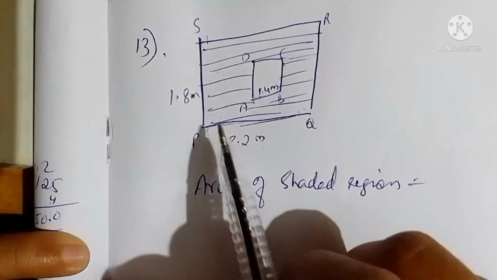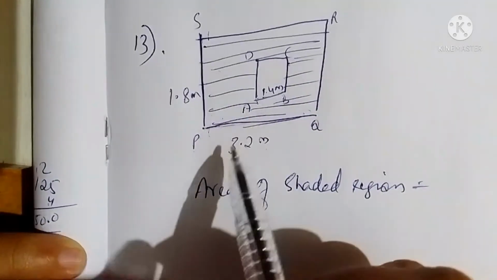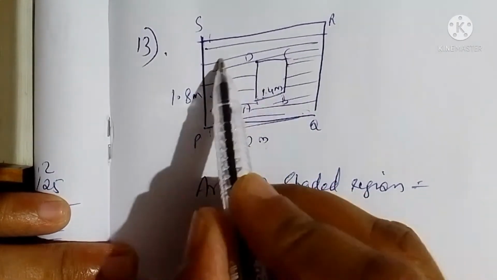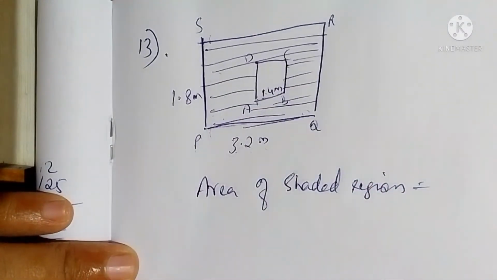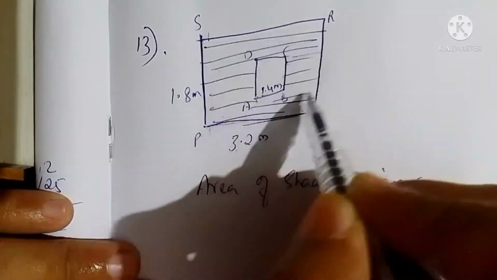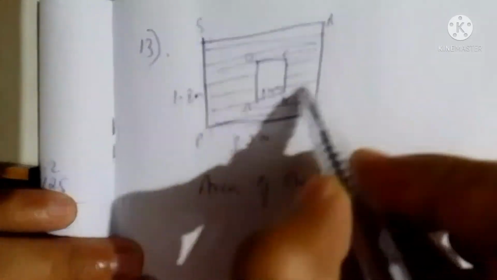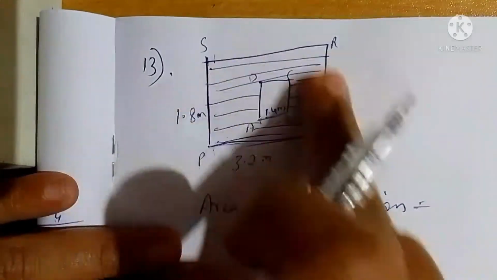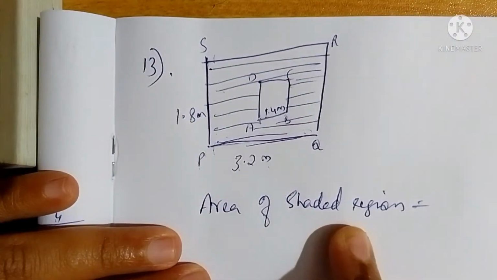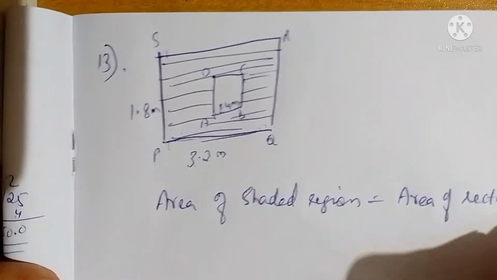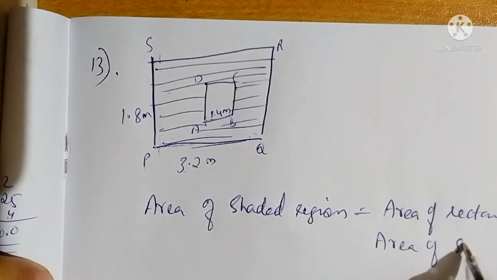So area of shaded region, how can you find it? Actually, from the area of the rectangle, if we subtract the area of the square, we will get the remaining area, that is the area of the shaded region. The area of the rectangle includes the full portion inside the rectangle. From that, if we subtract the area of the square, we get the remaining area. That is the area of the shaded region. So area of shaded region equals area of rectangle minus area of square.